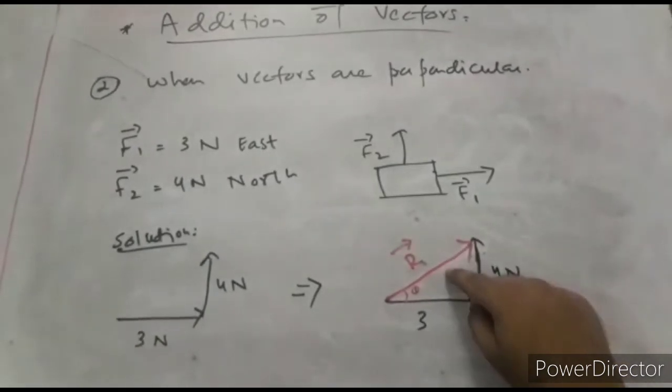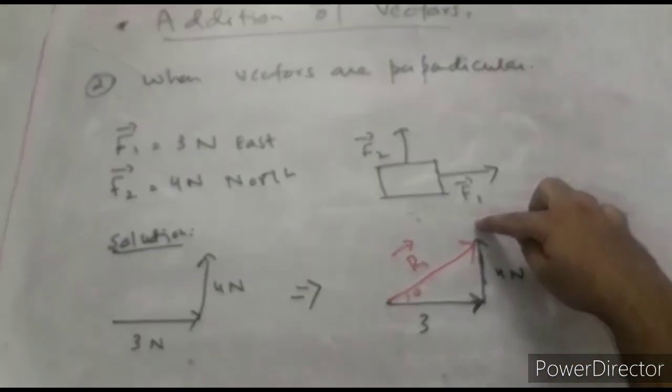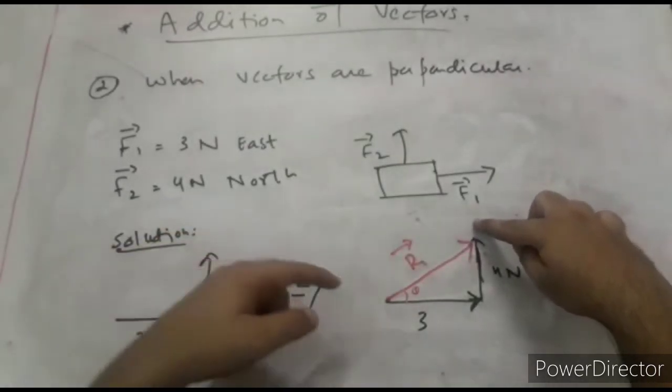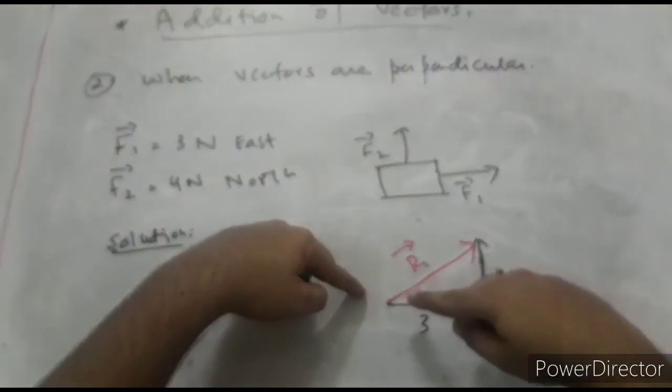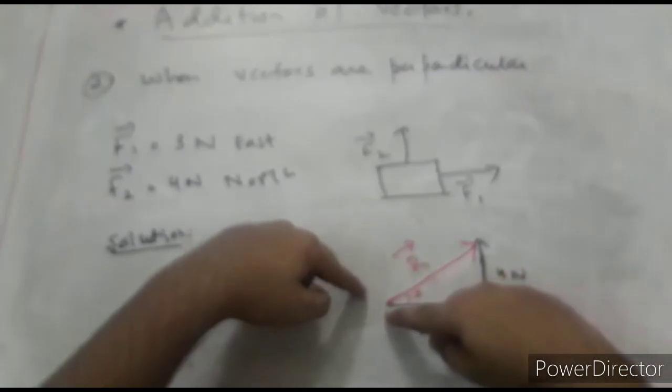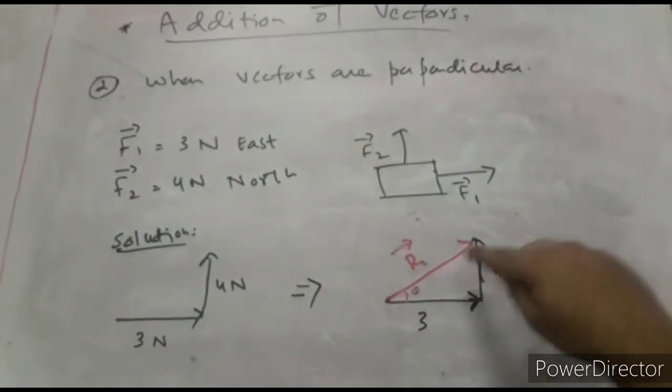The resultant vector will start from the tail of the first vector, from here, and it will end over here. Clear everyone? So we start the second vector from the head of the first vector, the tail of the resultant vector starts from here, and it ends at the head of the second vector, like this. So we have a triangle over here.